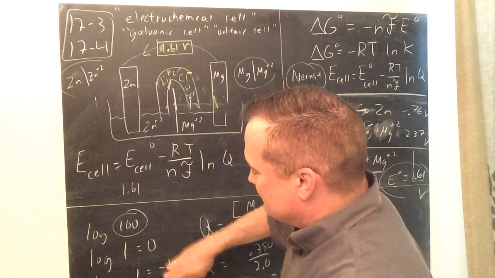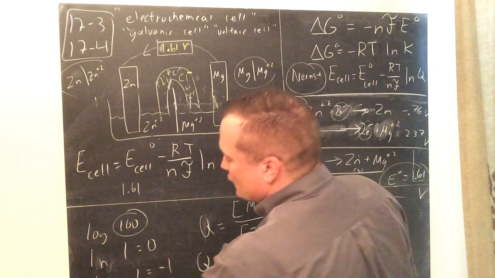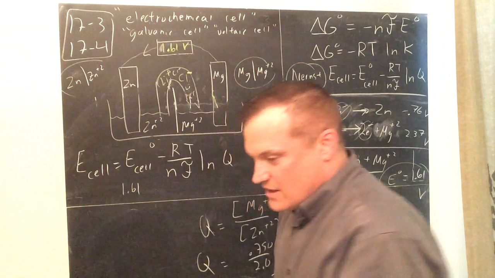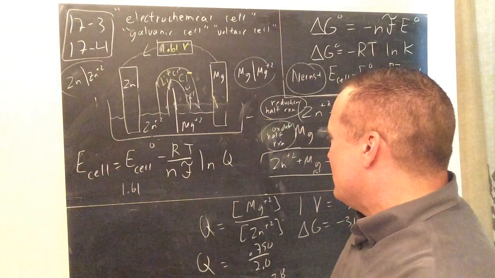The same thing is true for log and for natural log, by the way. I mean, they're not the same numbers, but the natural log of 1 is also 0. The natural log of a number greater than 1 is positive. Natural log of a number less than 1, like 0.999 or 0.001, they're going to be negative. Okay? Well, here we go.